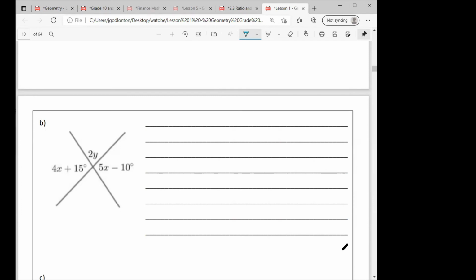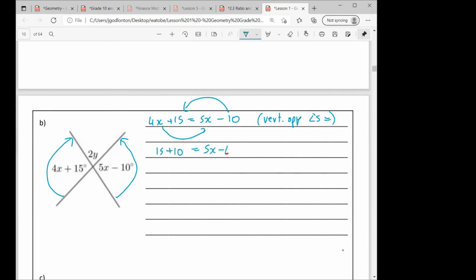Yes, Daphne. Okay, now you just need to find y for me. So what Daphne's got here, vertically opposite angles: 4x plus 15 needs to equal 5x minus 10. Vertically opposite angles are equal. I'm going to move that 10 over and that 4x over. So 15 plus 10 equals 5x minus 4x. And so 25 equals x. Yes. Now I just need to find y.